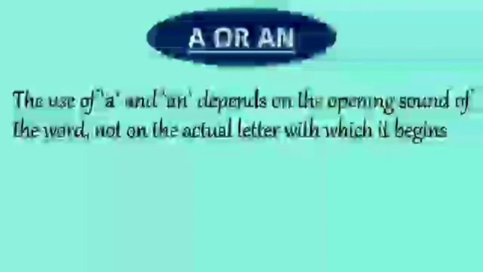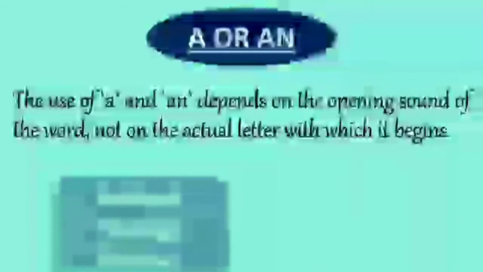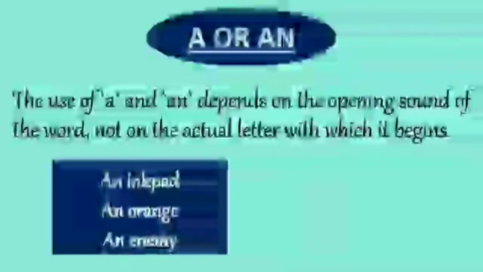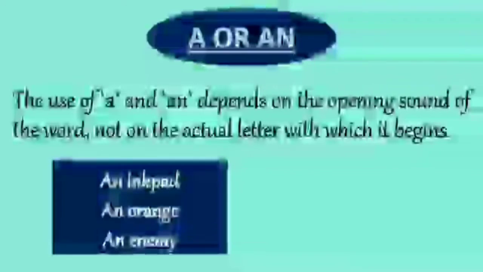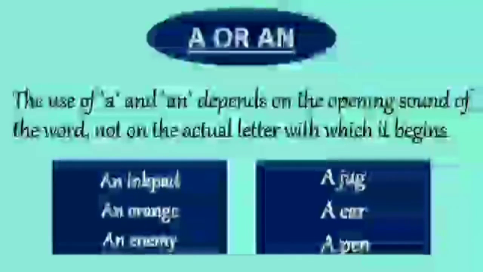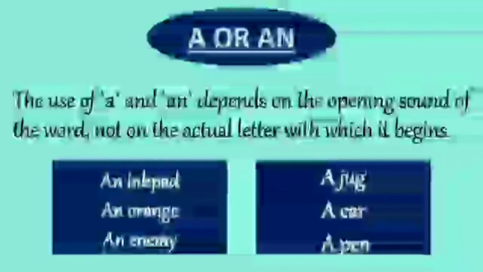So if you observed clearly, then you must have seen that the use of a and an depends on the opening sound of the word, not on the actual letter with which it begins. Let's have a look at examples. An ink pad, an orange, and an enemy. All these 3 words, ink pad, orange, and enemy, are starting with a vowel sound. That's why I have written an before them. Now, if you have a look, a jug, a car, and a pen. All these 3 words are starting with a consonant letter and consonant sound. That is jug, car, and pen. That's why I have written a before them.